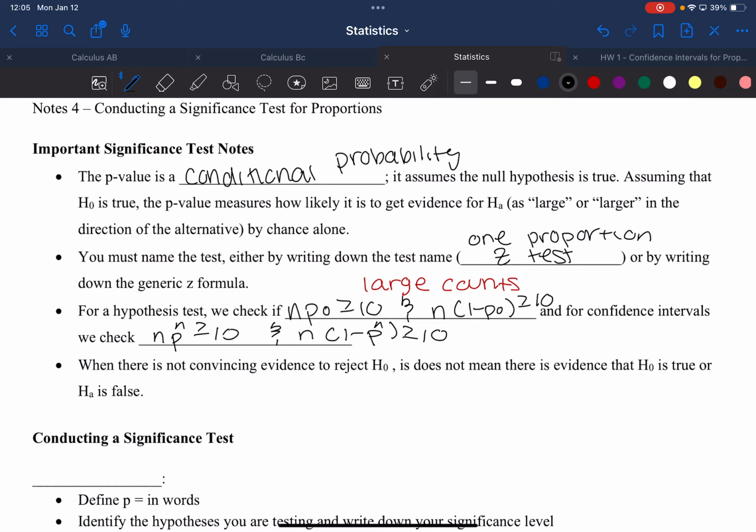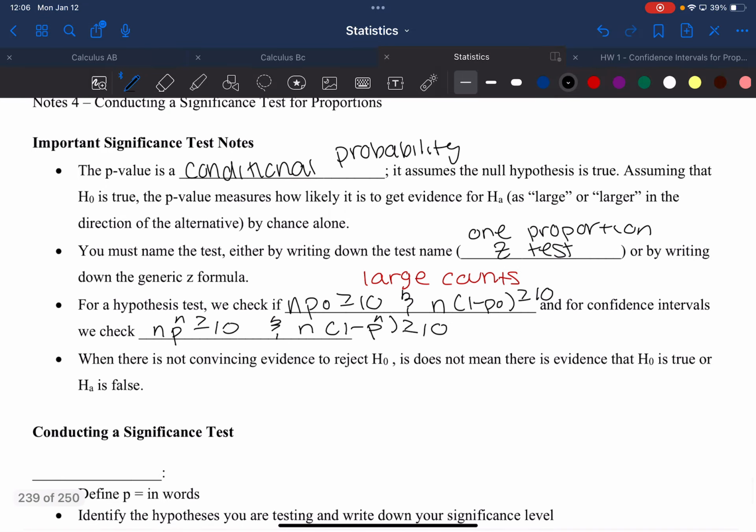When there is not convincing evidence to reject the null hypothesis, it does not mean there is evidence that the null hypothesis is true or the alternative is false. So remember, what is the opposite of rejecting the null hypothesis? Fail to reject the null hypothesis. Do we ever say we accept the null hypothesis? No. What happens if you do? All wrong. And I'm going to give you a 0. Right? We don't say accept the null hypothesis. That's a big no-no.